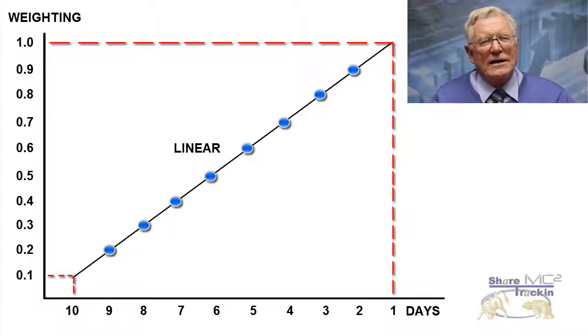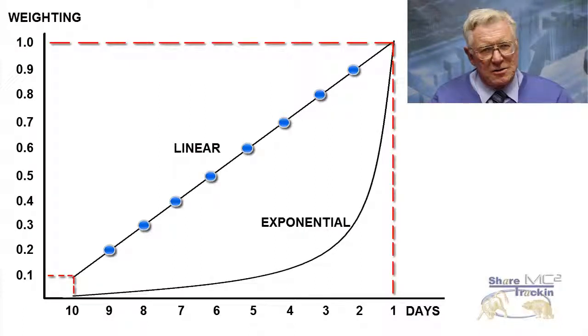Now we could also weight our moving average exponentially, and that would look like this. The weightings would start off very, very low at the oldest data and then accelerate towards the most recent data. So this has the effect of emphasizing the most recent data even more and the oldest data even less. Let's now consider a chart with all three types of moving average on at the same time.